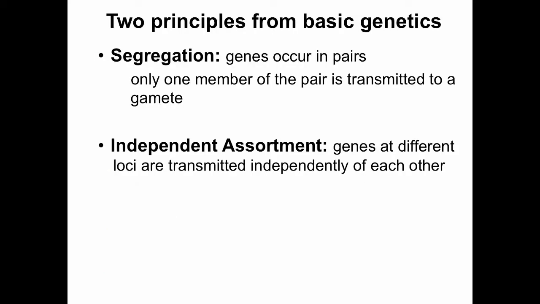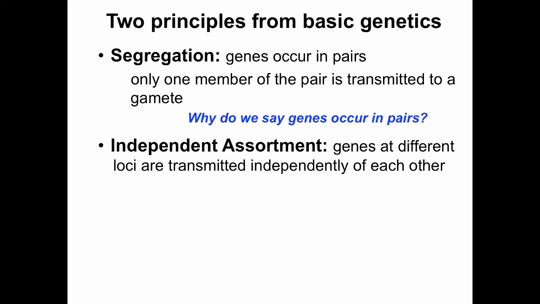Two principles from basic genetics that I hope you remember. Segregation: genes occur in pairs and only one member of a gene pair is transmitted to a gamete. Why do we say that genes occur in pairs? Well, we understand that we have homologous chromosomes, one from mother, one from father, and likewise there are homologous genes. The gene that occurs for a given trait would come from each parent.